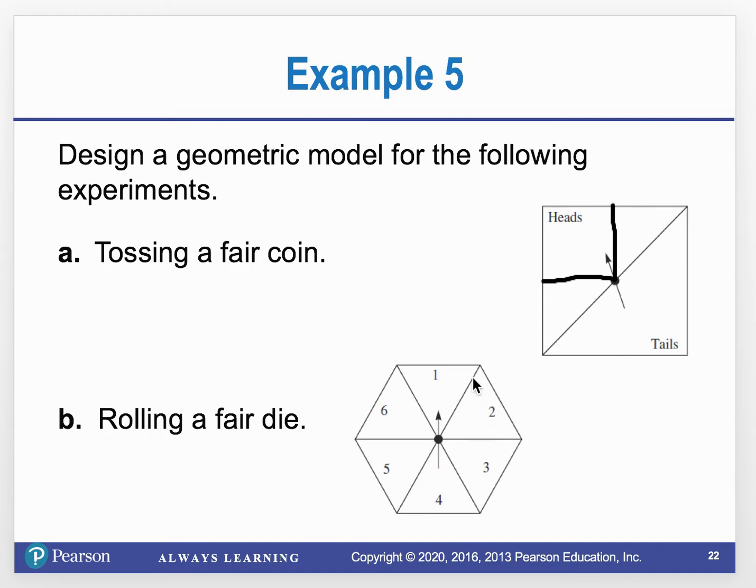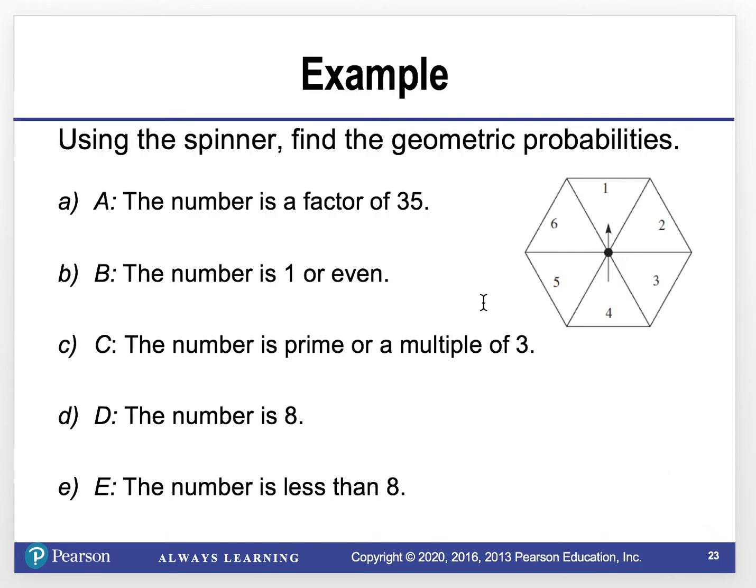Or here, rolling a fair die. So they've just made a spinner where your only outcomes, 1 through 6, all have to be the same size. That's important, equally likely, right? So use the spinner and find the geometric probabilities.